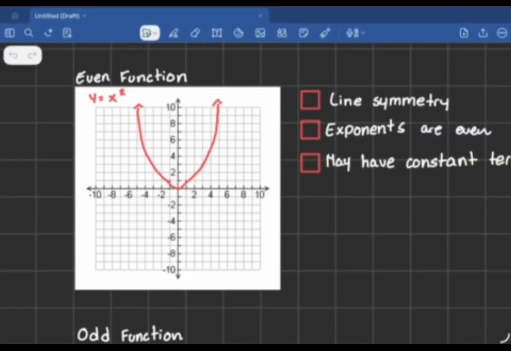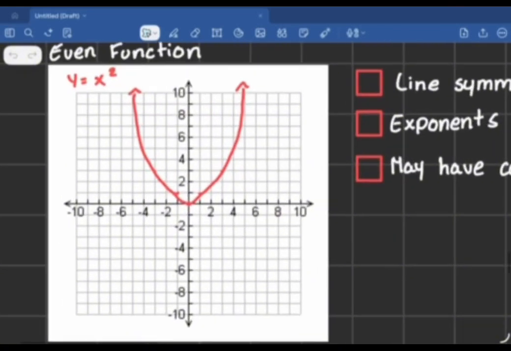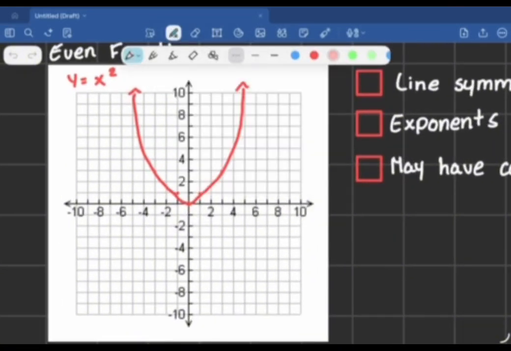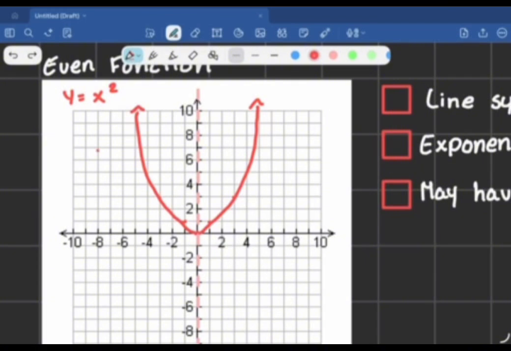What is an even function? Well, to prove that something is an even function, it must have these three key features, or it doesn't have to, but you'll see what I mean. So, even functions have line symmetry over the y-axis. If I were to split this function in half by the y-axis, like this, you would see that both halves are pretty much the same. If I flipped the side over on this side, it would be the same thing.